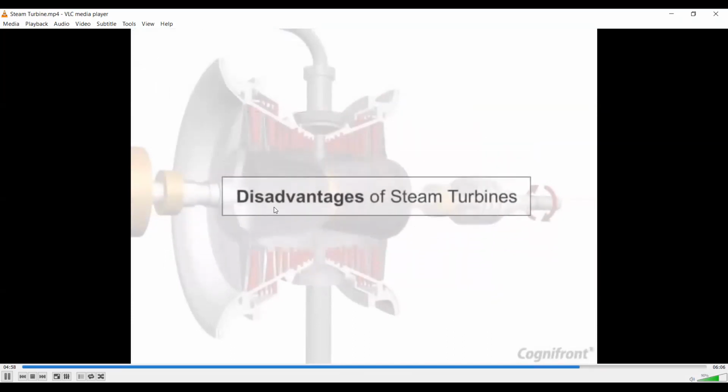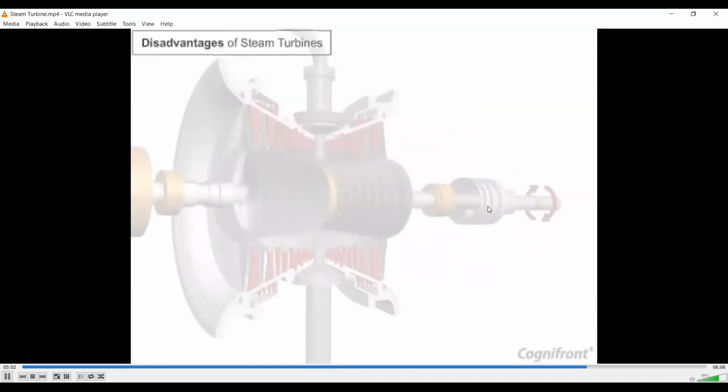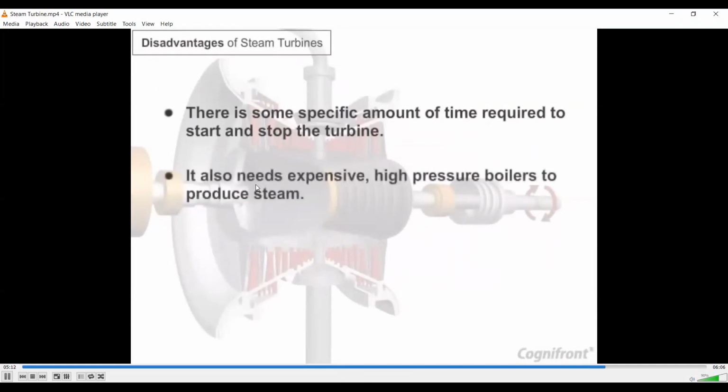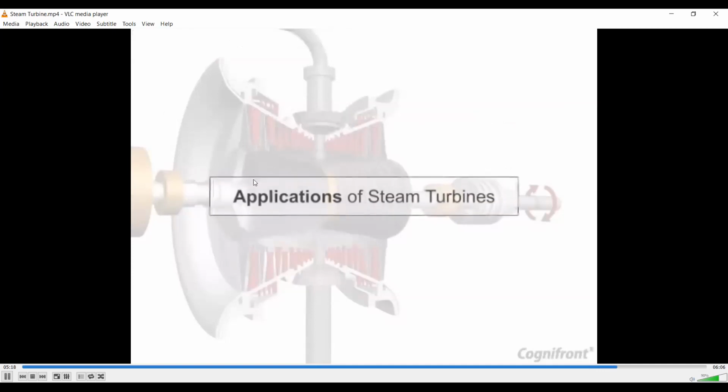Now the various disadvantages of steam turbines. There is some specific amount of time required to start and stop the turbine. So this is a disadvantage. It also needs expensive high pressure boilers to produce steam.